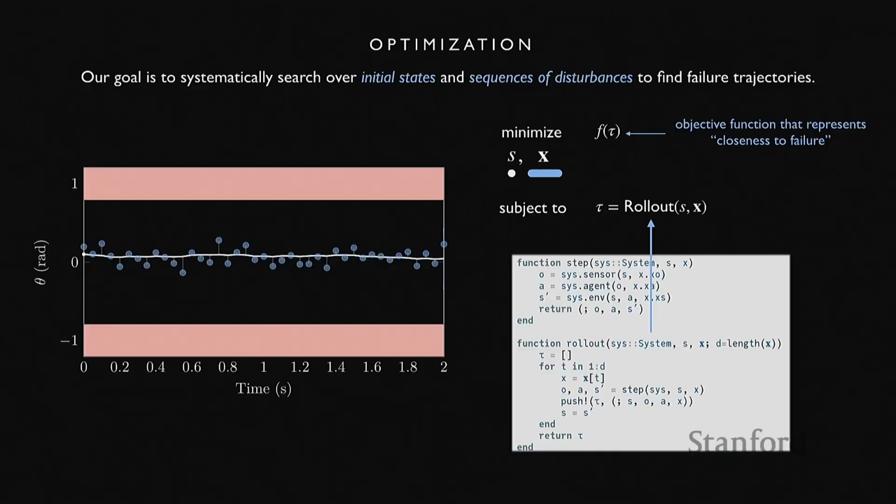So we're gonna pick back up where we left off on Tuesday. We were talking about finding failures using optimization, and we had set up this optimization problem where we said we had variables we needed to decide, which were the initial state and some sequence of disturbances. We were going to minimize some objective function that represents closeness to failure, subject to the fact that tau, our trajectory, is a rollout given that initial state and sequence of disturbances.